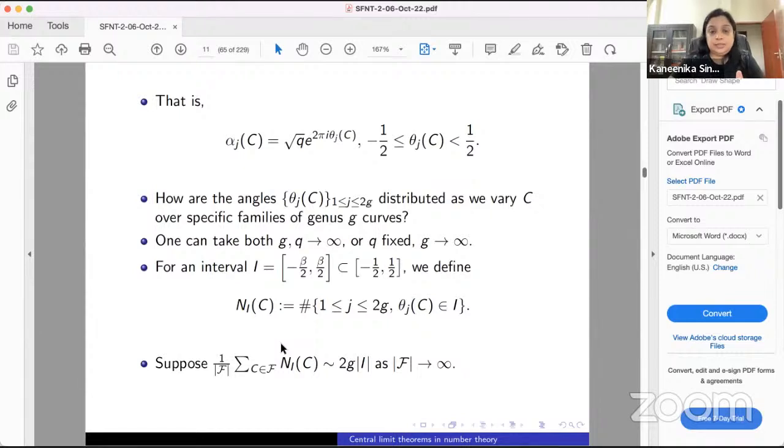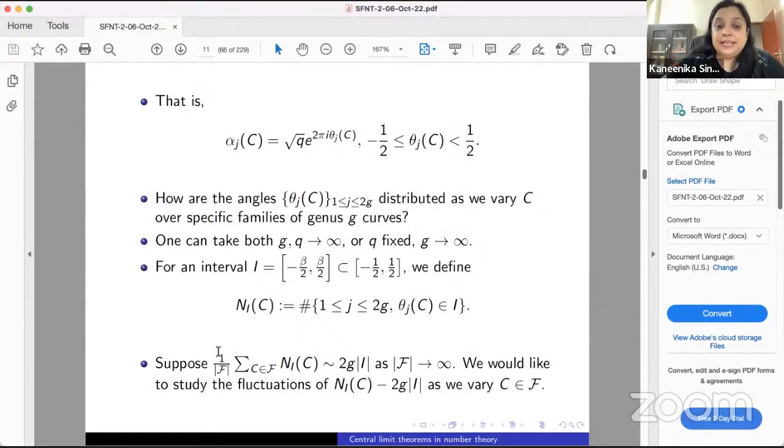Just as while we were looking at the omega function we talked about average order, here also we talk about the average value of this counting function as we vary C over our favorite families of curves. We will be in situations where this average value of the counting function is asymptotic to 2g times the length of I as the families grow in size. Suppose this happens. Then you can ask finer questions about error terms in this asymptotic, and you can also ask questions about the second moment, that is the variance, or higher power moments of the difference between these.